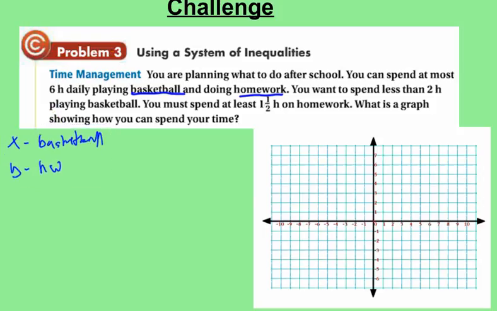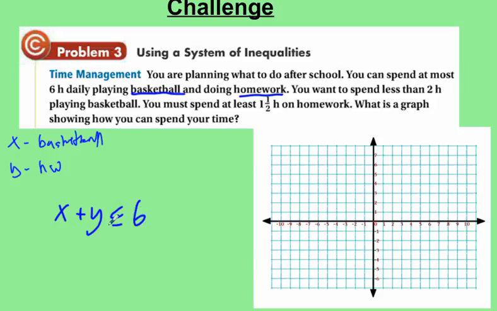We're gonna make an equation. Let's just start off. You can spend at most six hours playing basketball and homework. At most means no more; it could be that amount or less. So basketball, X, and homework, Y, can be less than or equal to 6 hours.